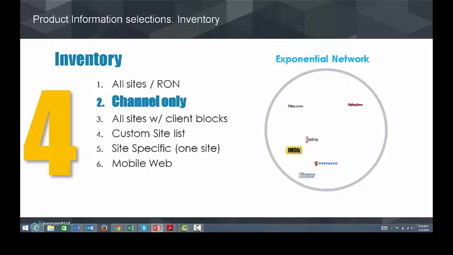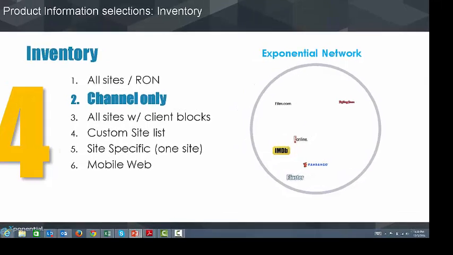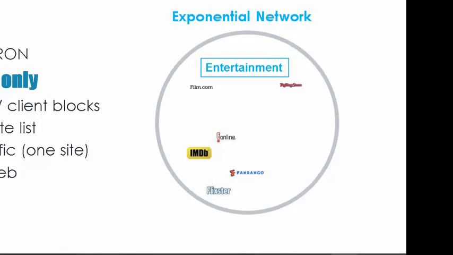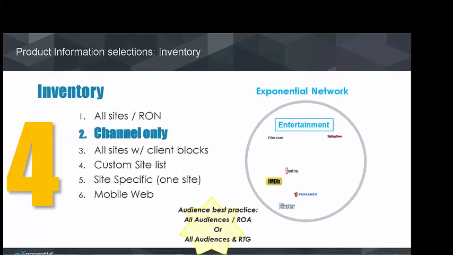Channel is the next option, whereby client indicates a specific channel to target. Here it's entertainment. So only entertainment sites will be targeted. When the inventory is constrained to a number of sites, it's best practice to keep audience targeting as open as possible to not limit reach.